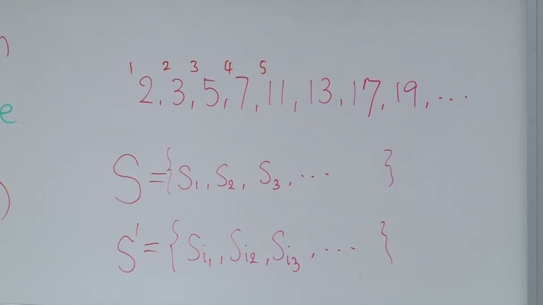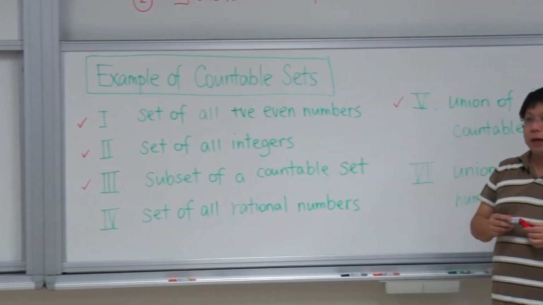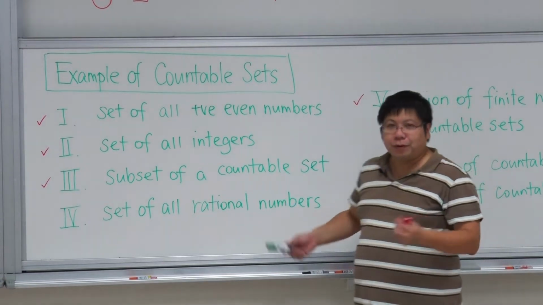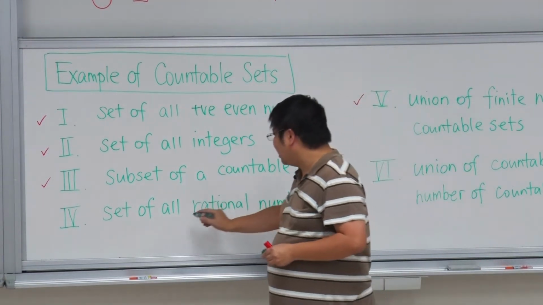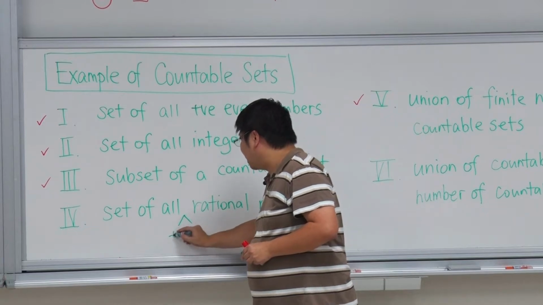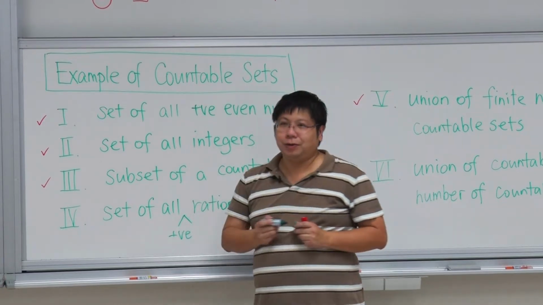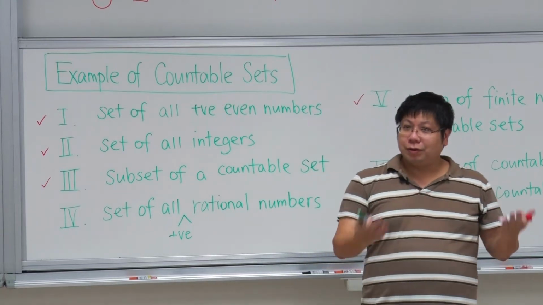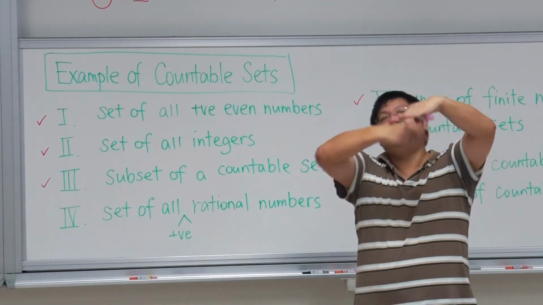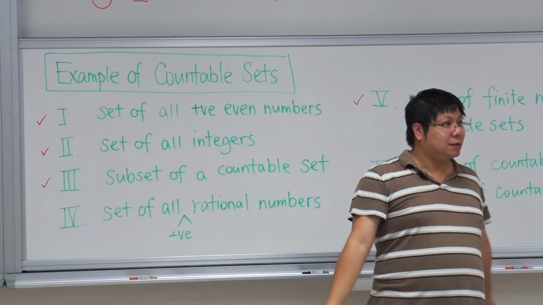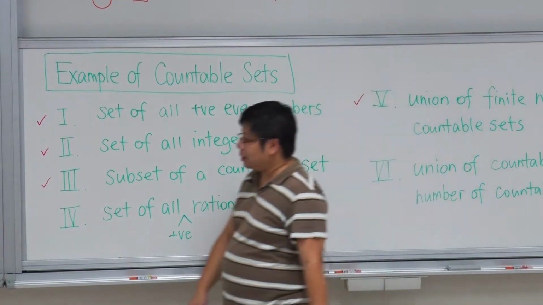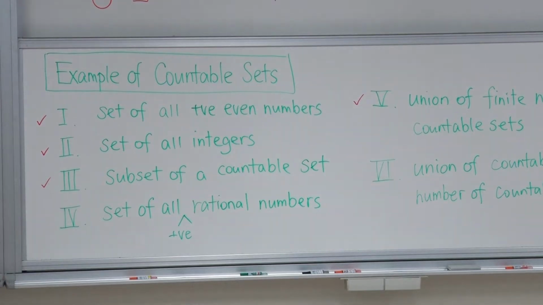How about this one? The set of all rational numbers. So for simplicity, let's consider all positive rational numbers. Okay. Now, if positive is done, then negative is also done. And then we just union them, then we get all the rational numbers. So we just need to show positive. Okay. Now, rational numbers. So what is a rational number? It's like P over Q, right? For integer P, Q.